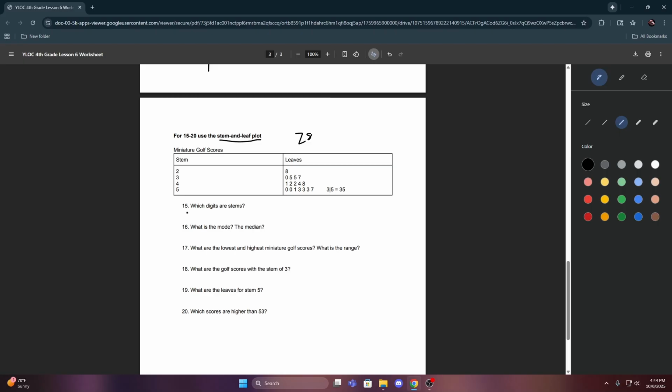Okay, let's get started. Which digits are stems? Again, we covered that the stems are located right here, and these are your digits, so it'll be 2, 3, 4, and 5. Now, what is the mode?